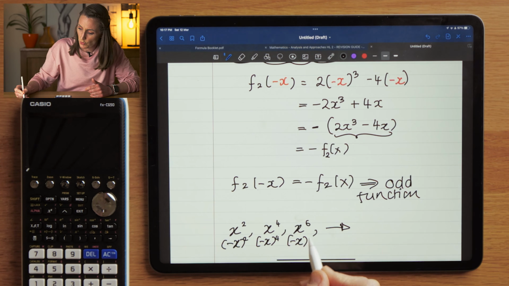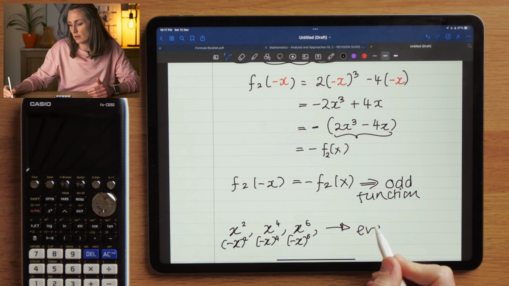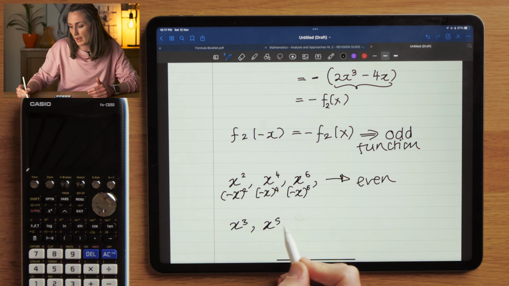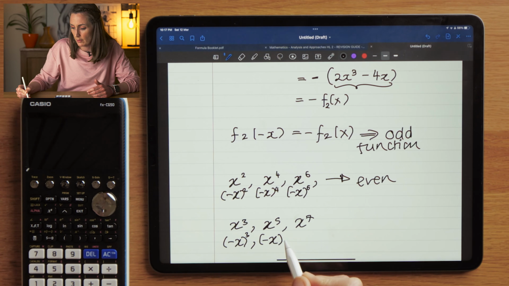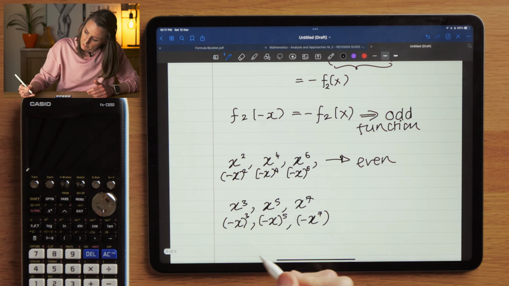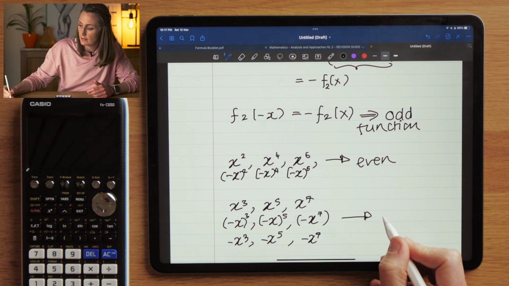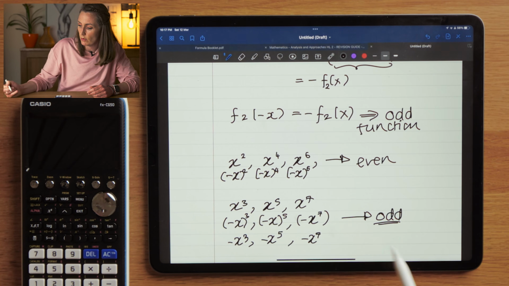I could have taken a shortcut with these questions because I know if I raise something negative to an even power, the minuses will cancel out. Whereas if I have, for example, x cubed, x to the 5, odd powers, when I replace it, they won't cancel out. So this would be then minus x cubed, minus x to the 5, minus x to the 7. So that's a little trick. Even powers will be even, odd powers will be odd.